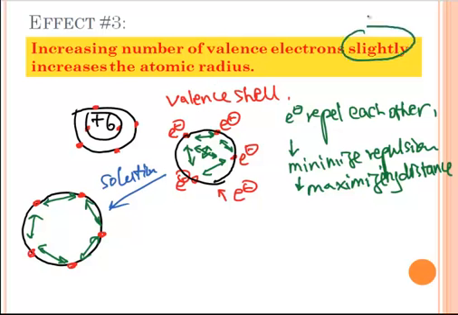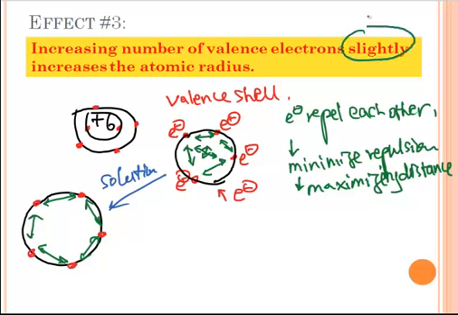So now we actually have a protocol. As we discussed before, effect number 1, the number of principal energy levels, dominates over effect number 2, the number of protons in the nucleus, which in turn dominates effect number 3, the number of valence electrons. If these effects coexist, effect number 1 overrides, effect number 2 dominates effects number 1 and 3.